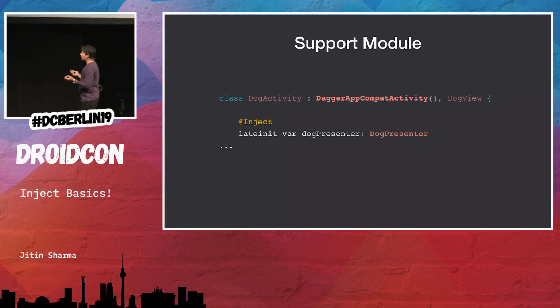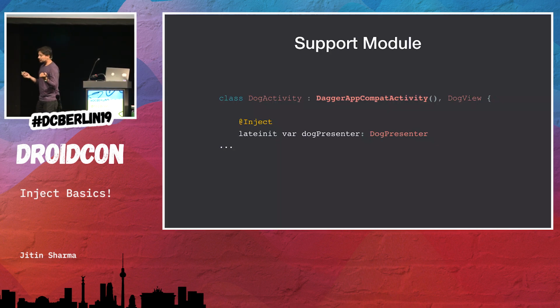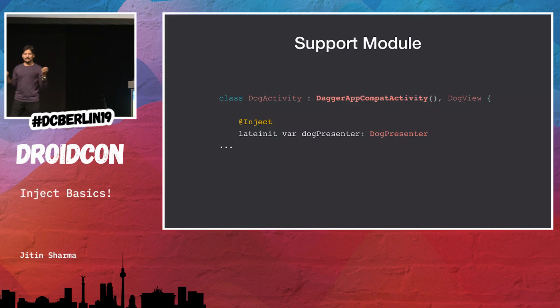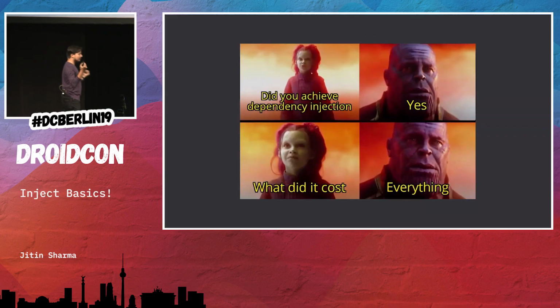There is also one more party trick. There is DaggerAppCompatActivity. If you use that, you don't have to call AndroidInjection.inject(this), and you just use @Inject, which is like a standard Java API, and then you get pure inversion of control. So now my activity doesn't really know where the dependencies are coming from, but it is getting them. This is what pure IoC looks like.